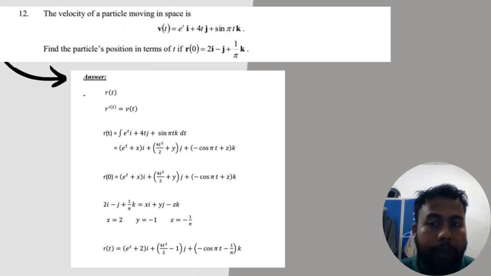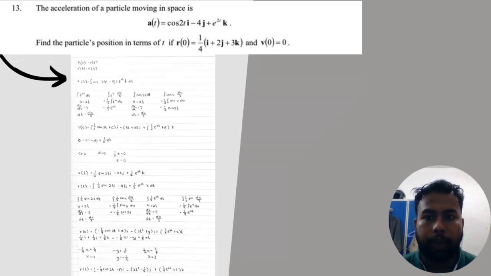Okay, for the next question, we want to find the particle position. So what we have to do is separate the equation into 3 components that we have to integrate, each component, and after that we have to apply the initial condition to find the constant, and after we get the value for the constant, we have to put it into the equation that we have integrated, and we just combine the 3 components into one equation.